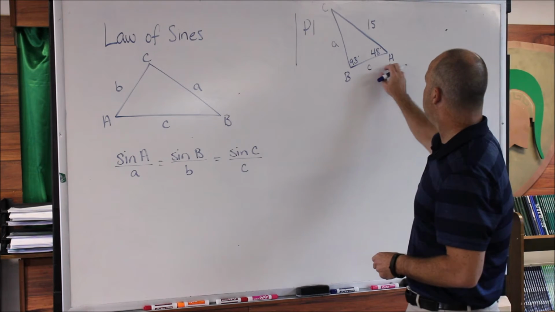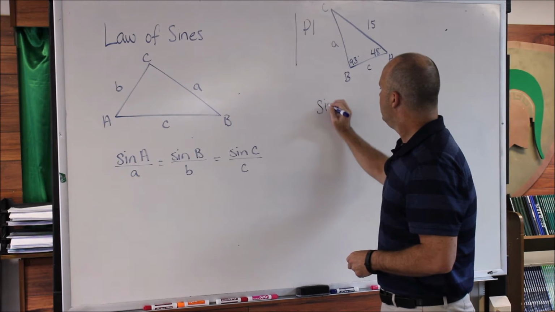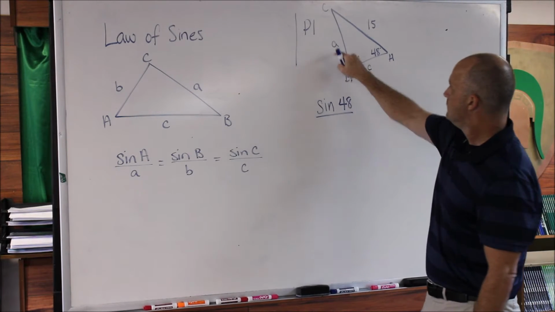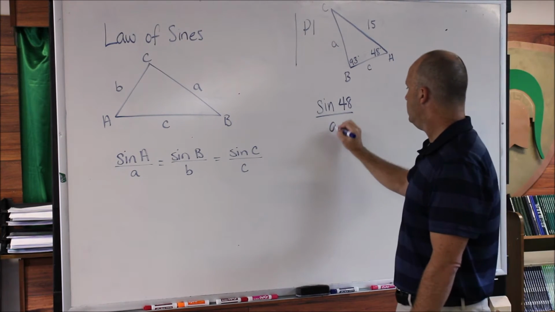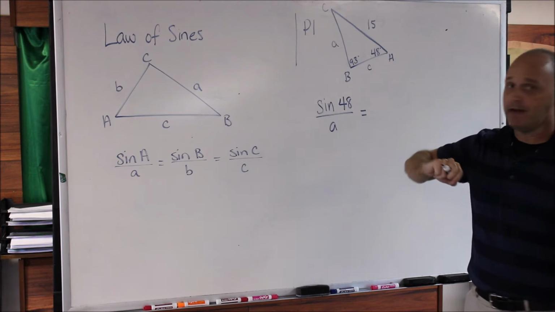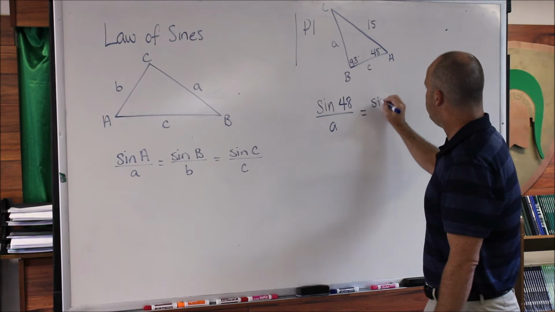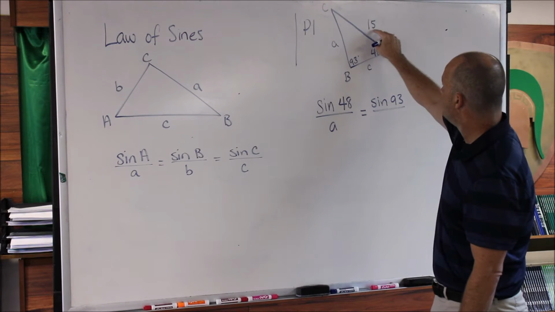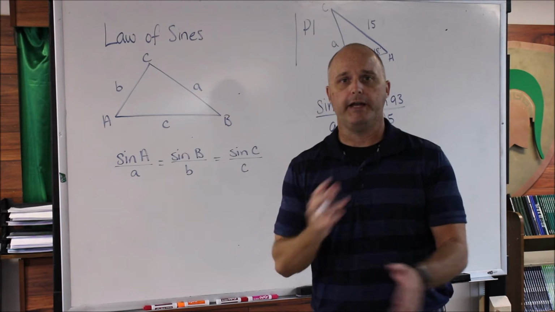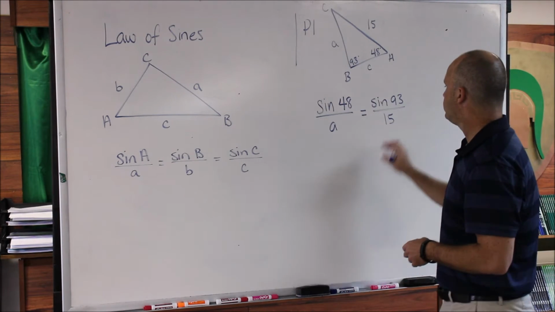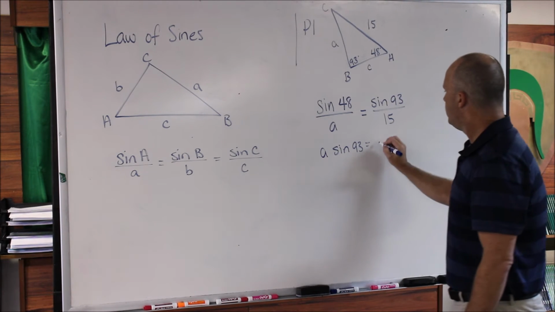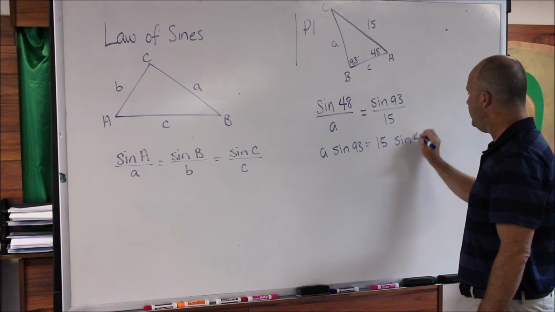The way that we're going to do this is to say the sine of A, the sine of 48 degrees, over the value that we're looking for. So sine of 48 over a equals, and then we're going to make a proportion. So the other angle that we have is B. So we're going to use the sine of 93 over the value of b, which is 15. So now that we've got this, we can just go ahead and cross multiply in order to be able to solve this. So we're going to get a sine of 93 equals 15 sine of 48.